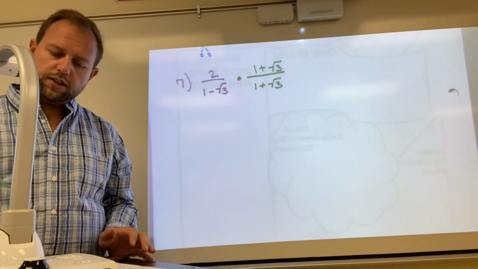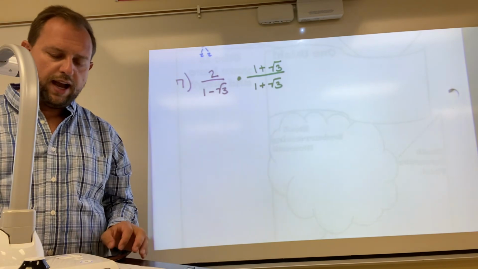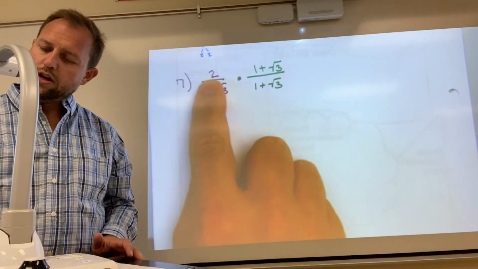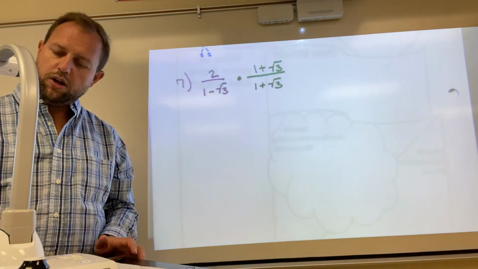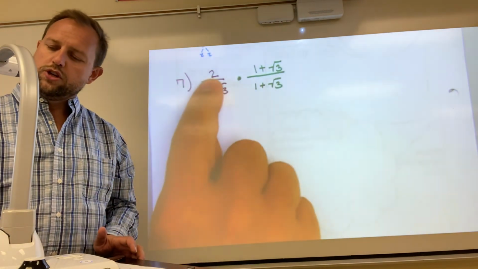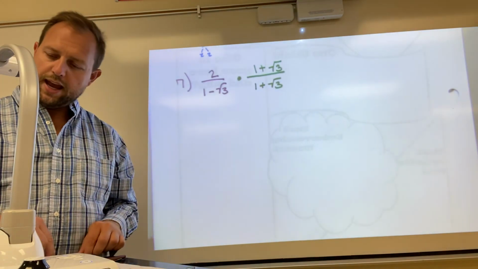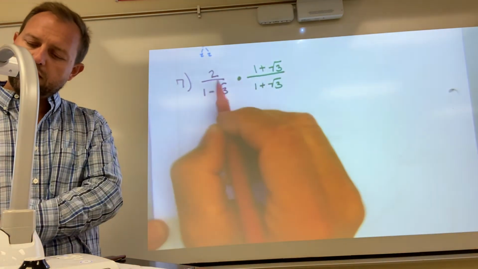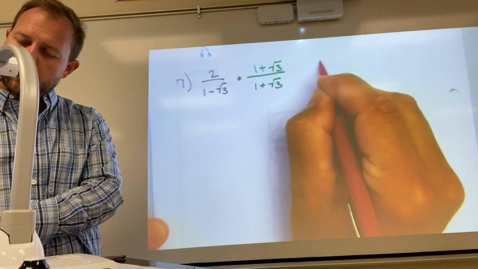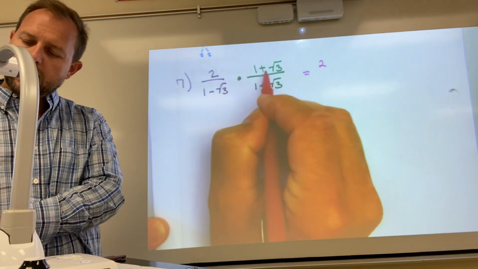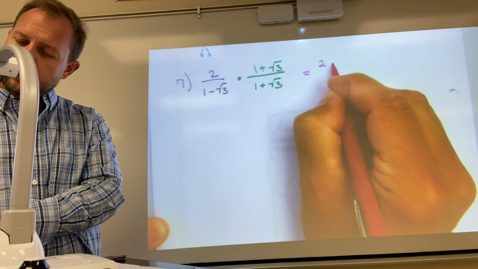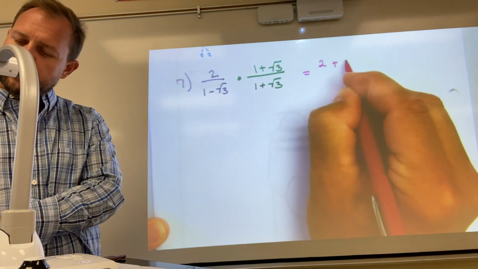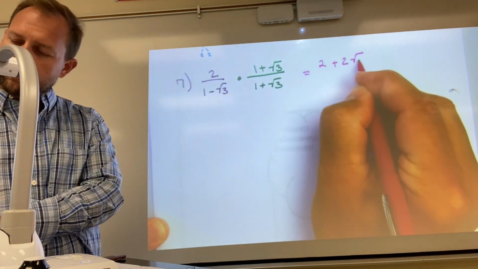So when we multiply the conjugate on the top, we have a single number times this binomial. It's a simple distribution. 2 times 1 and 2 times root 3. So 2 times 1 is 2. 2 times root 3 is positive 2 root 3.